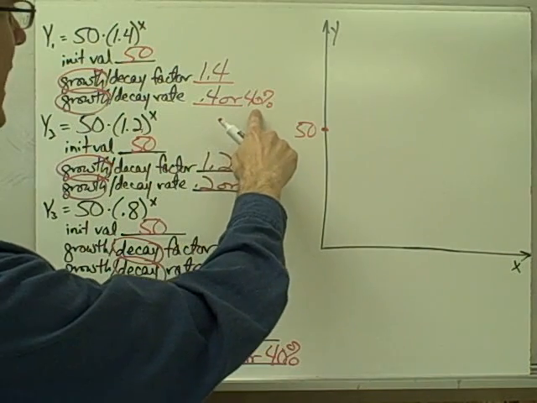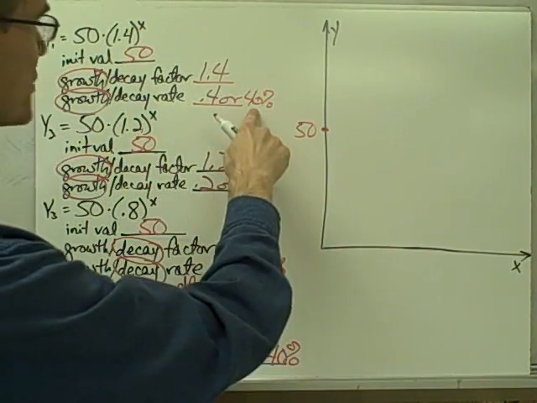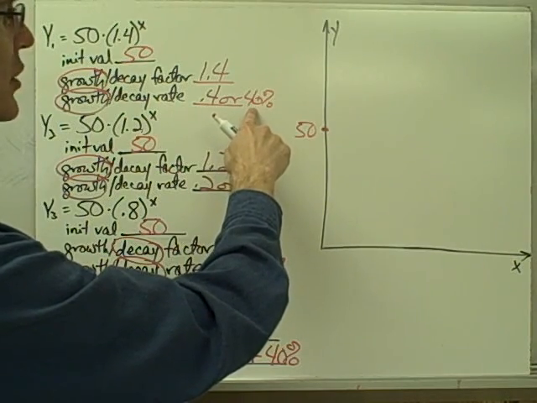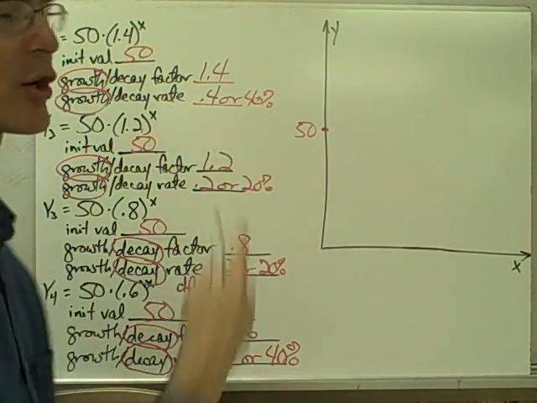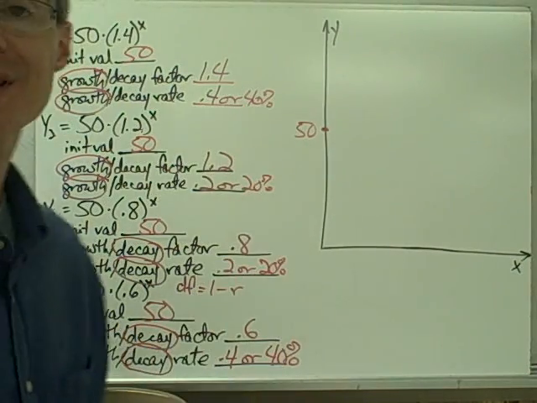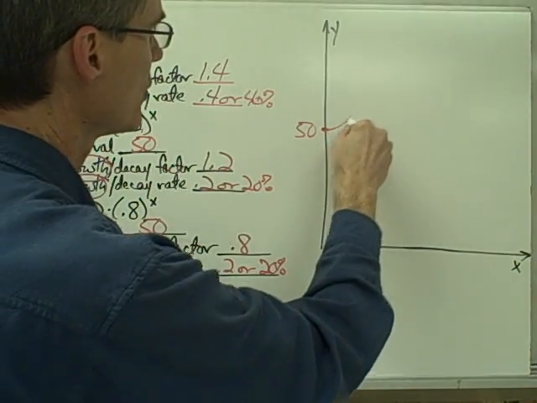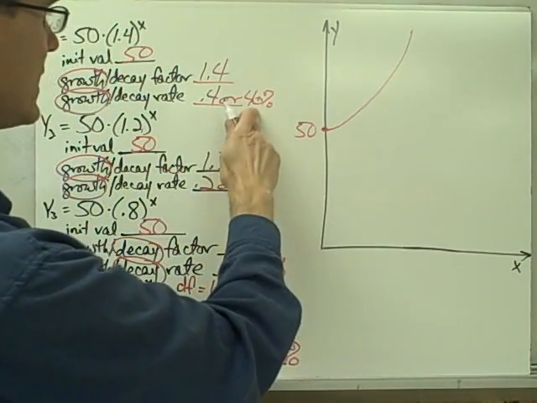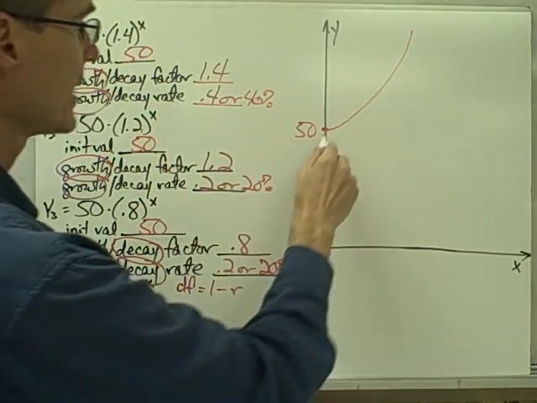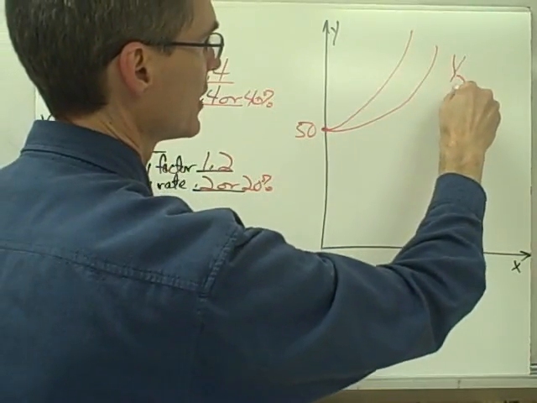This one, y1, I notice has a growth rate of 40%. This one has a growth rate of 20%. So function y1 is going to be increasing at a higher rate. So it's going to be increasing more quickly than this one that's only increasing at a 20% rate. So my y1 function is going to go up at a faster rate than my y2 function. y2 is also going up, it's just not going up as quickly.